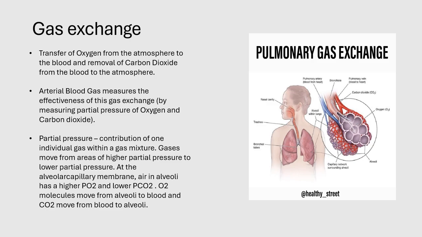By gas exchange, we mean the transfer of oxygen from the atmosphere to the blood and the removal of carbon dioxide from the blood to the atmosphere. This is measured by estimating the partial pressure of these two gases. Partial pressure is the contribution of one particular gas within a gas mixture. Gases tend to move across a gradient from areas of higher partial pressure to lower partial pressure. At the alveolo-capillary membrane, air in alveoli has a higher oxygen pressure and lower carbon dioxide pressure, as seen on the diagram.